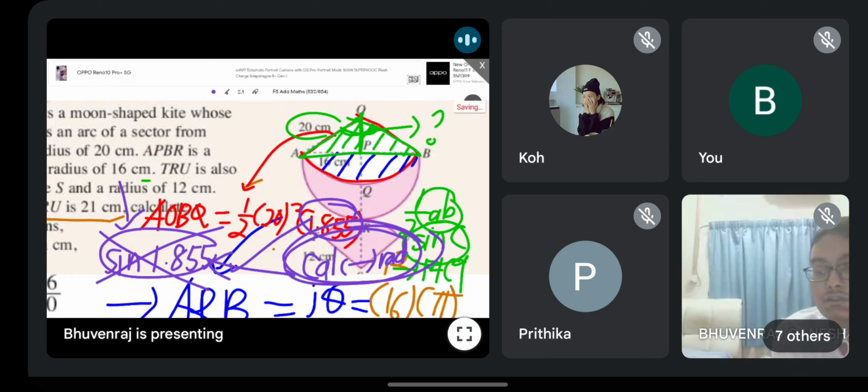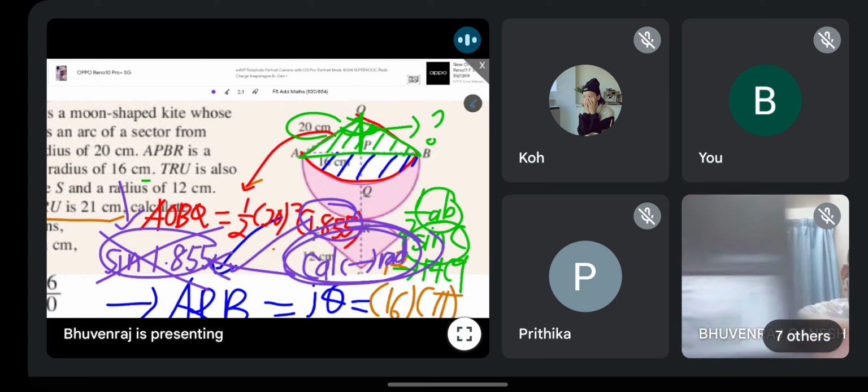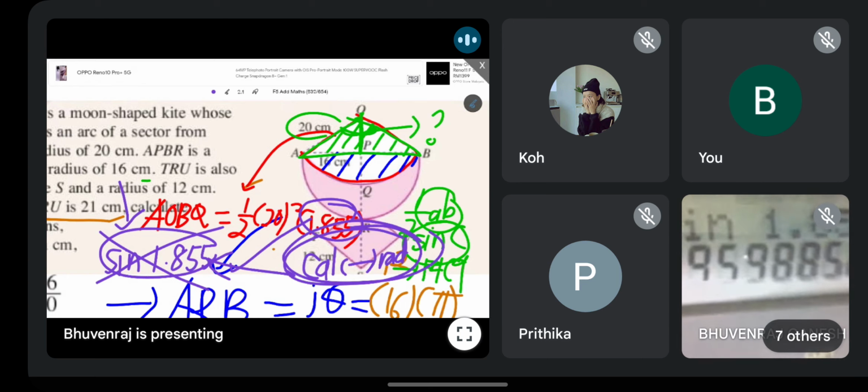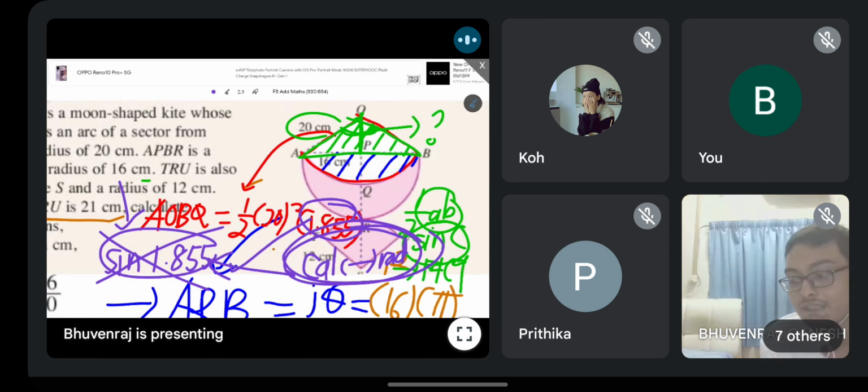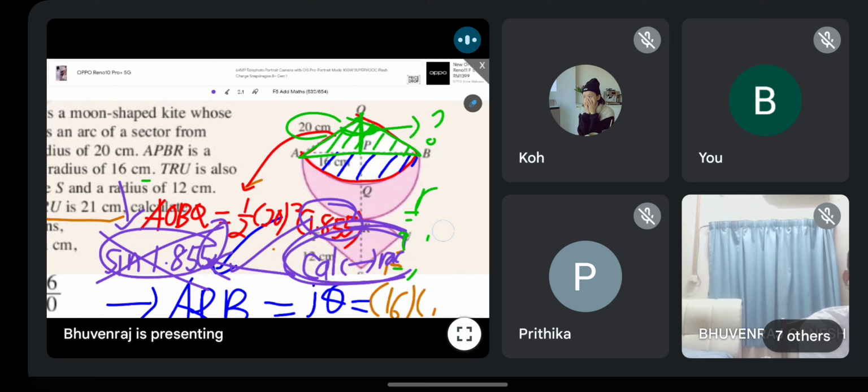Basically you press sine 1.855, you will get the answer like this. Okay, you will get the correct answer. This is the value. Can you all understand? So basically, you can use sine and also radians. I write a summary for you here, just in case you are all a bit confused.